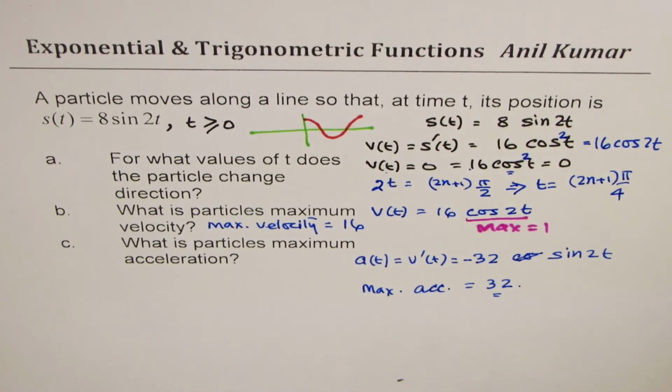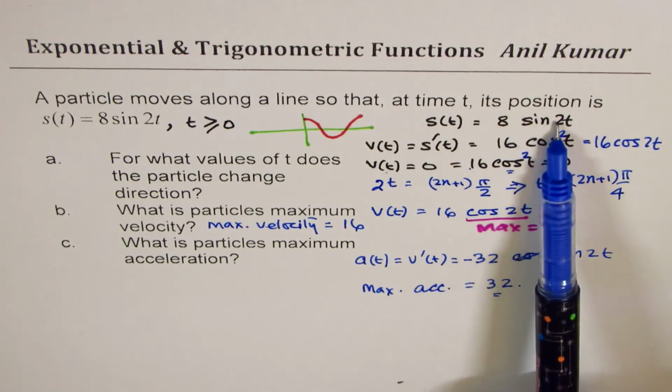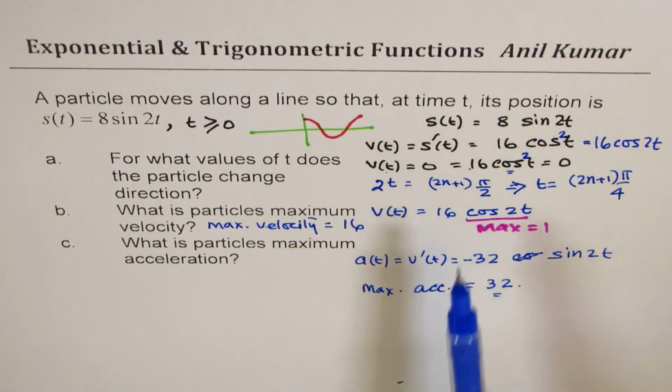So you notice in trigonometric functions that the displacement maximum is 8, velocity is 16, twice that, because the function is sine 2t, right? It kind of doubles up, as you've seen in this particular case.